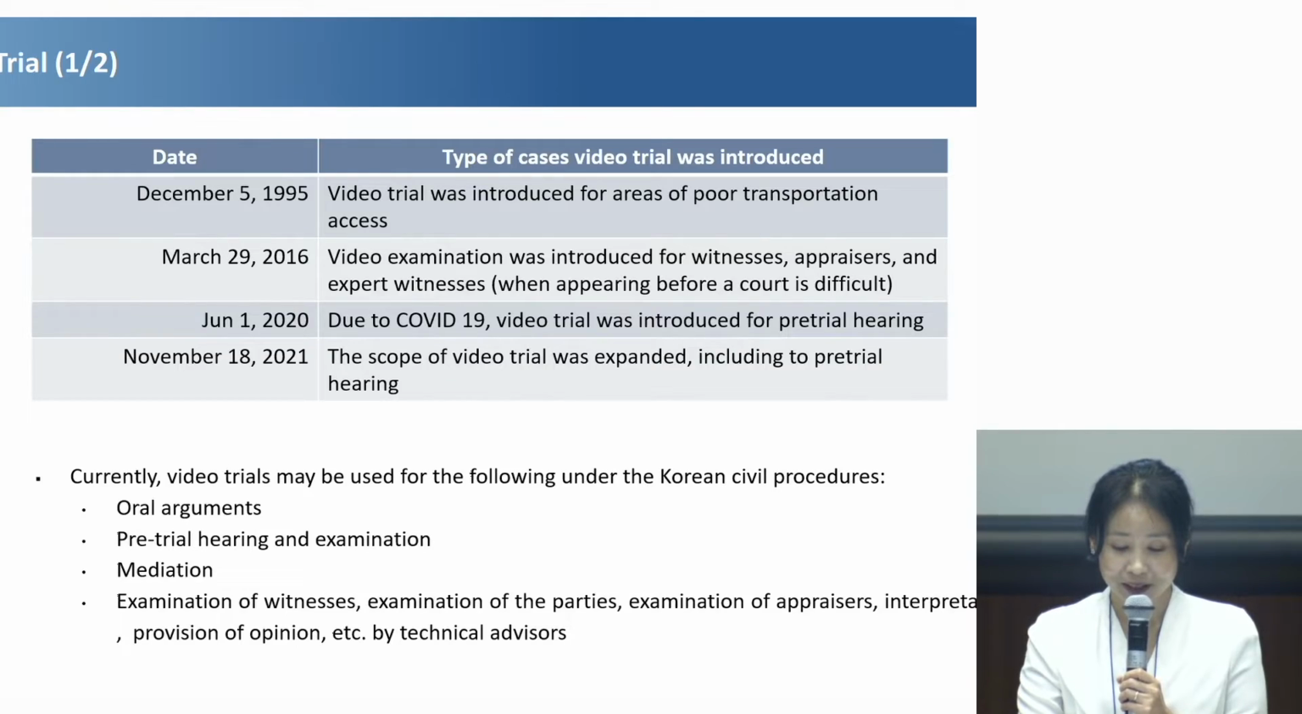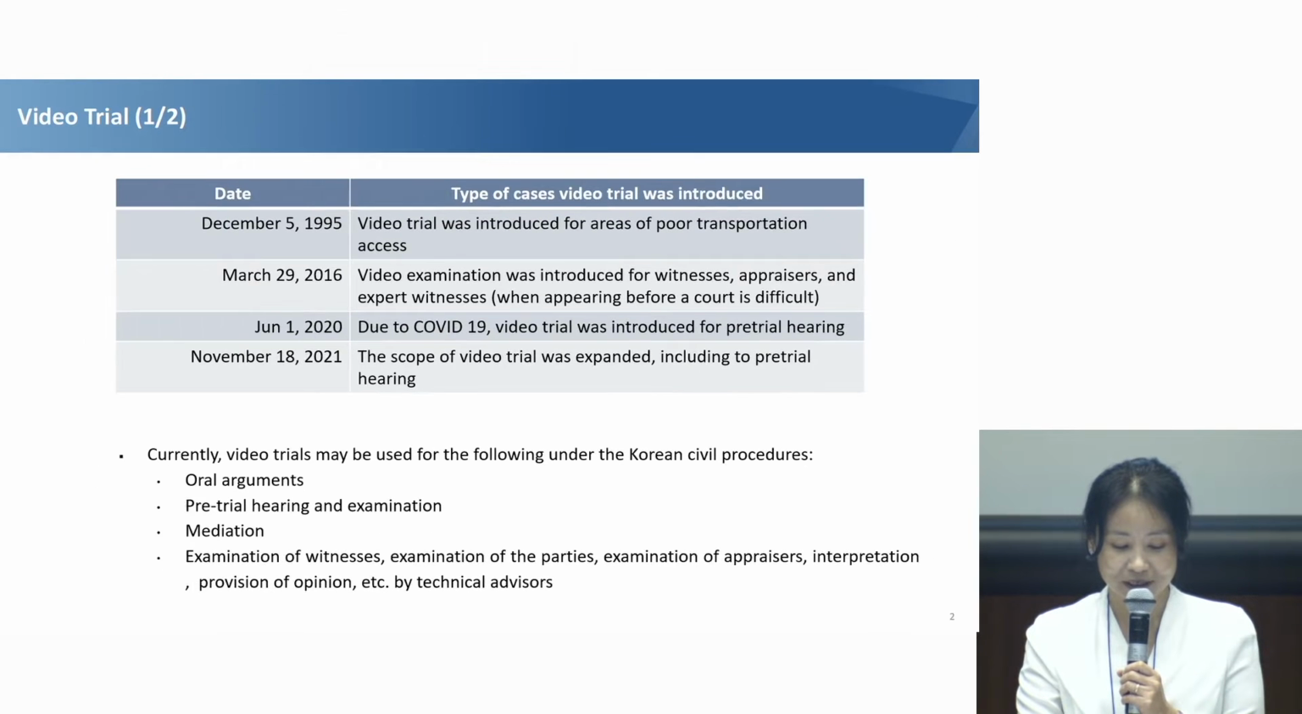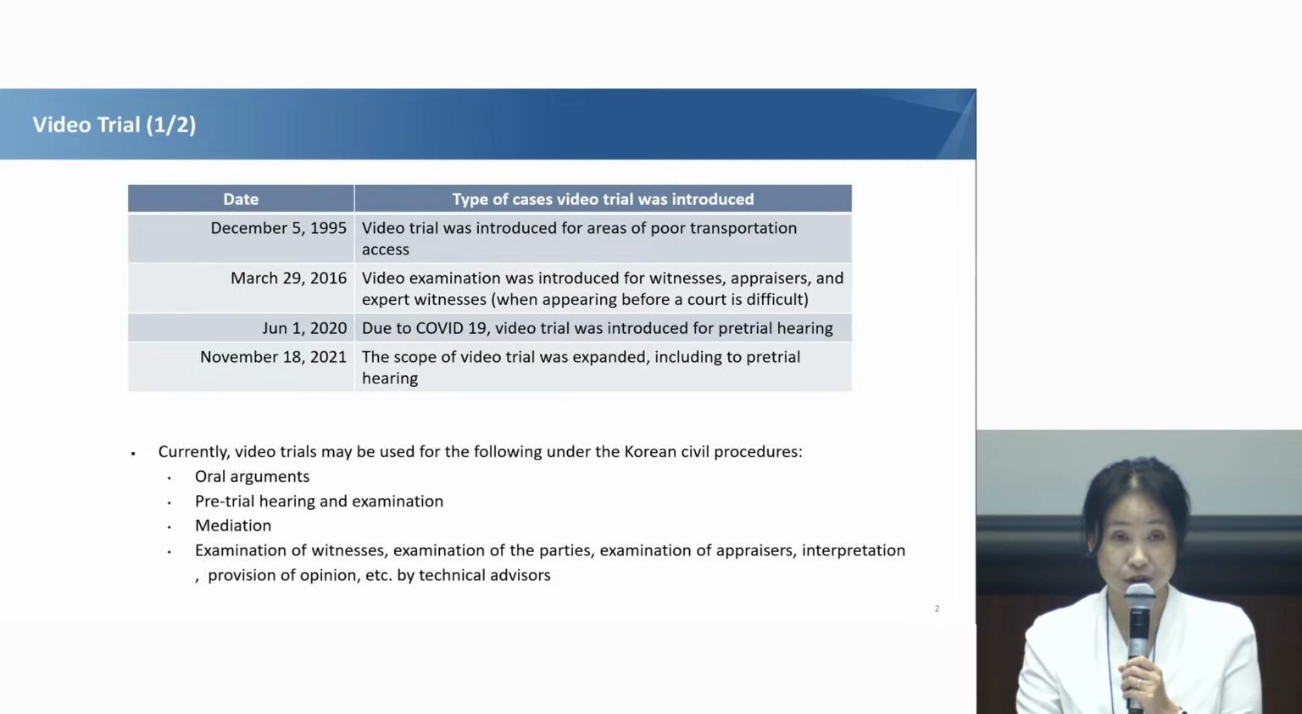Video trials were adopted in Korea around December 1995, about 30 years ago, for residents in remote mountainous regions with poor transportation access. Around March 2016, the video trial system was enhanced to allow witnesses to testify via video trial. In June 2020, the system was improved to conduct pre-trial hearings for those who cannot attend court in person due to COVID-19. In November 2021, as the social distancing policy continued, the system was enhanced to allow oral arguments.